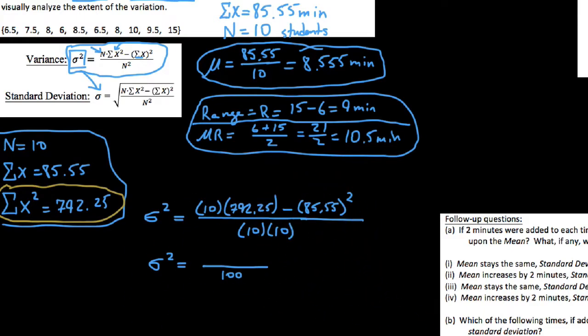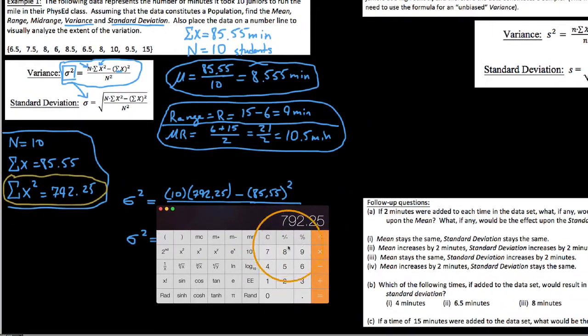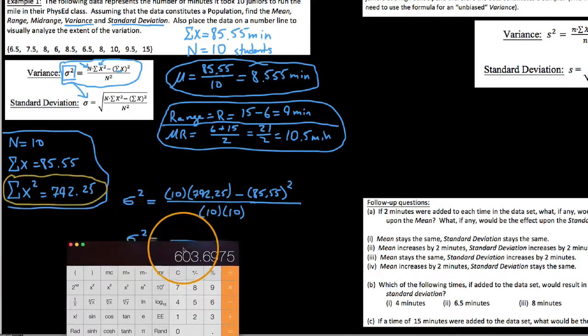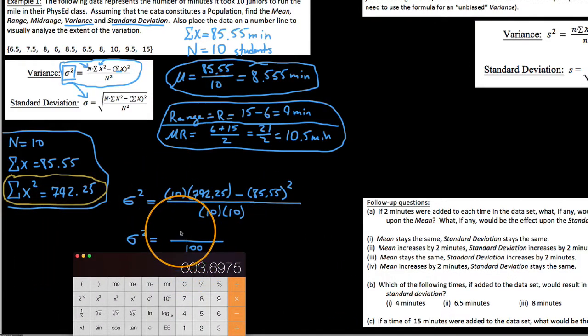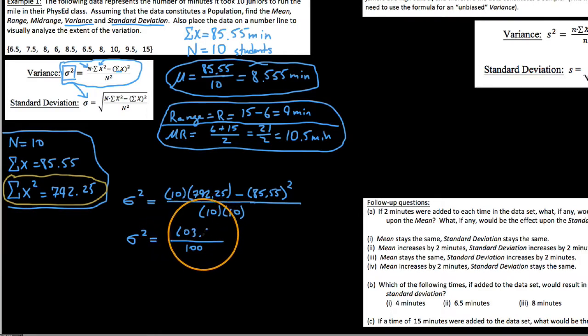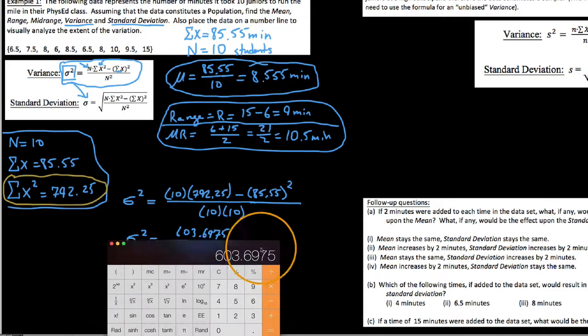And as far as what we get on the top, I'll get my calculator out here. But what we could do is we could just say, well, we got 10 times 792.25 equals, and then we're going to say minus, now in parentheses, 85.55 squared, end parenthesis, and then equals. So on the top we get 603.6975.